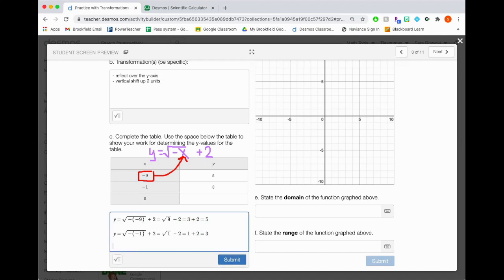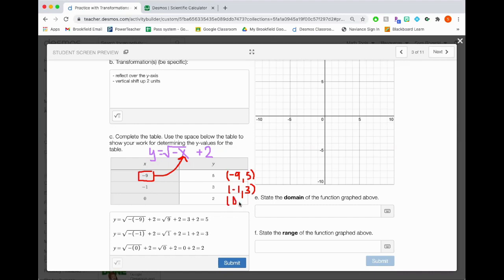And then last but not least, plug in 0. No such thing as -0. It's just 0. Square root of 0 is 0. 0 plus 2 is 2. And then I plot my points. So like I said before, this is x comma y. So -9 comma 5, -1 comma 3, and 0 comma 2.